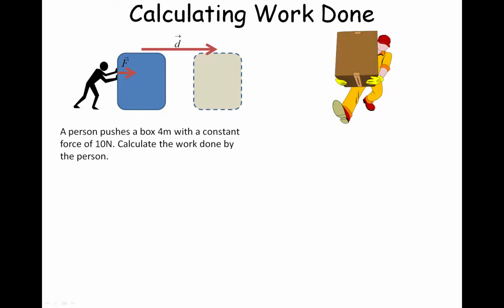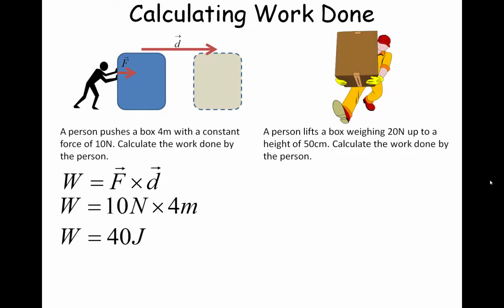So let's look at how we can use these. If we have a person pushing a box 4 meters with a constant force of 10 newtons, calculate the work done by that person. So what we do is we write our equation down first. Work done equals force times distance. Then we simply replace the F with the force. We can work out which one the force is because the force is always measured in newtons, so we have 10 N. And the distance we can work out because it says m for meters. So we now have 10 newtons times 4 meters. So our work done in this case is 40 joules.